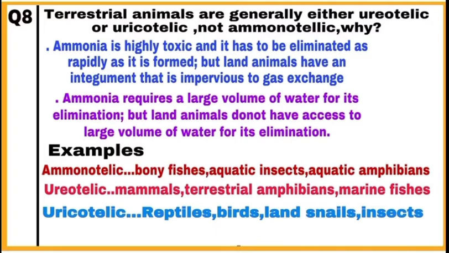Now, check the examples of different categories of animals. Examples of ammonotelic animals are bony fishes, aquatic insects, and aquatic amphibians. Examples of ureotelic animals are mammals, terrestrial amphibians, and marine fishes. And examples of uricotelic animals are reptiles, birds, land snails, and insects.